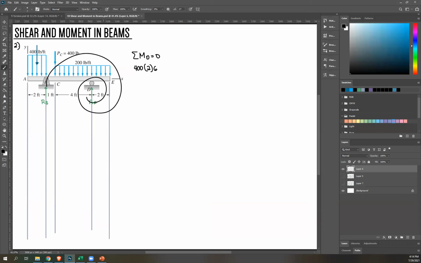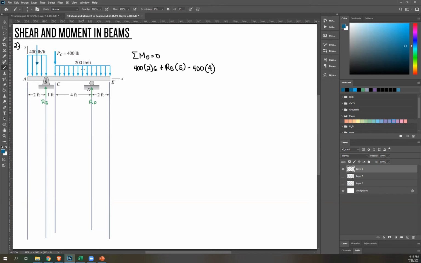Next, RB, clockwise, so positive RB, perpendicular distance 5. Again, this is our support. Next, your 400-pound force, rotate counterclockwise, so negative 400. Distance from support B is 4. And then we have this.